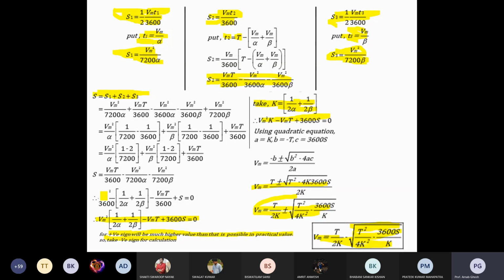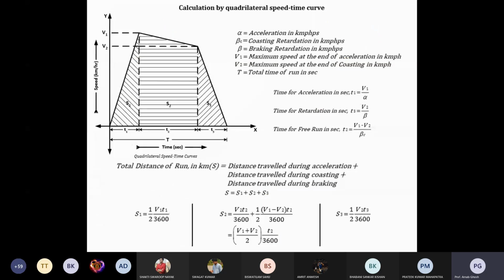Now we can go for the quadrilateral. Okay, so calculations for the quadrilateral speed time curve. Quadrilateral speed time curve means alpha equal to acceleration in kilometer per hour per second. Beta c equal to coasting retardation in kilometer per hour per second. Beta c means coasting. Beta is for braking, equal to braking and regeneration, or retardation.